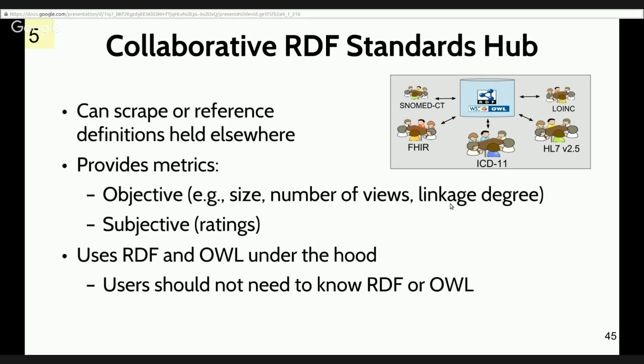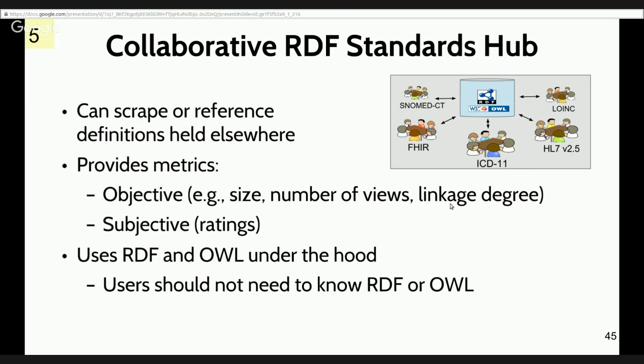Some other things that it should do, it should also be able to scrape or reference standards definitions that are held elsewhere. So it shouldn't require any standards organization or standards group to put their standard in themselves. And it should provide various metrics of that standard, both subjective and objective metrics, such as the size of it, the number of concepts in it, how many people have viewed it, the degree of linkage to other standards would be helpful too. And maybe even having subjective ratings.